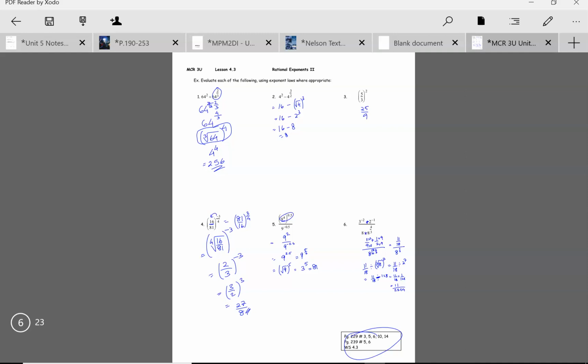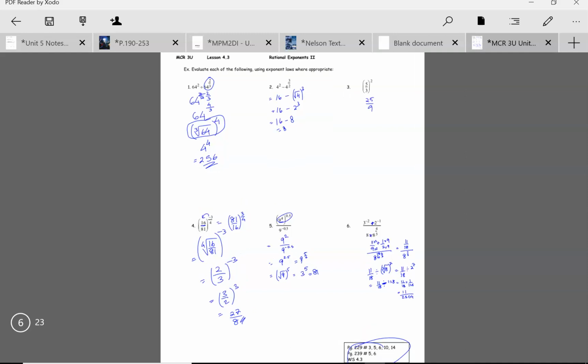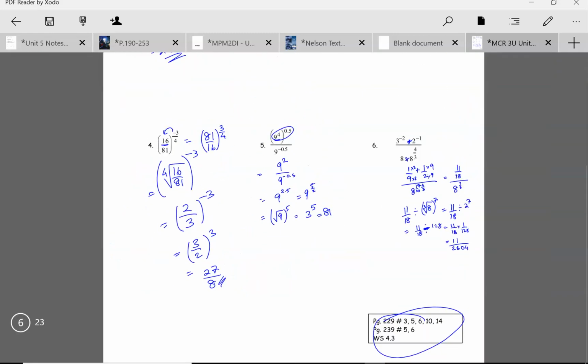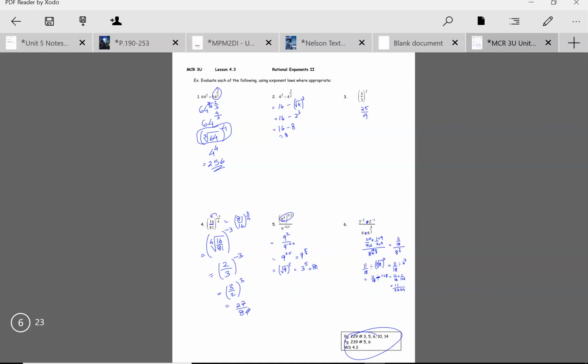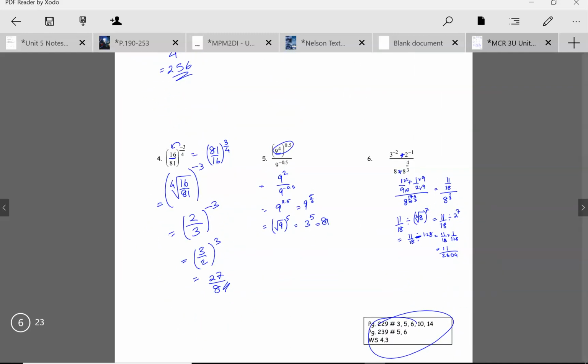I'm just looking at the answer key here. It says ignore worksheet 4.3. I think there is a worksheet 4.3 up on the hub. It just says 4.3 rational exponents. I don't know if you... Yeah, okay, apparently if you can't see it when you're doing this work, you just ignore it, and we're going to continue with our questions from the textbook.